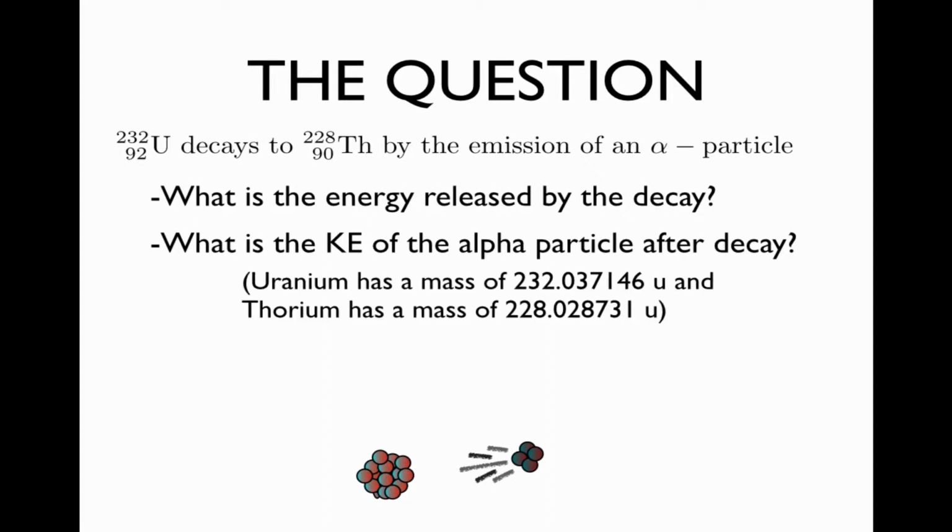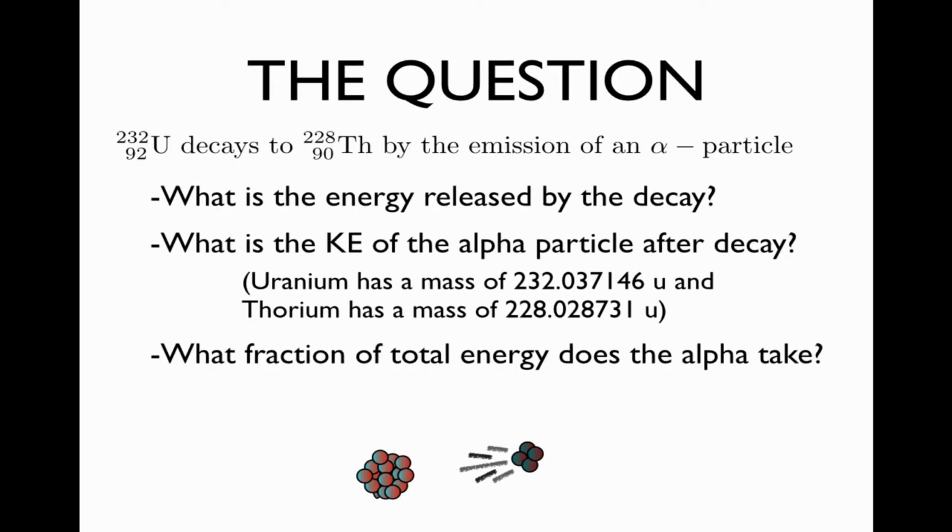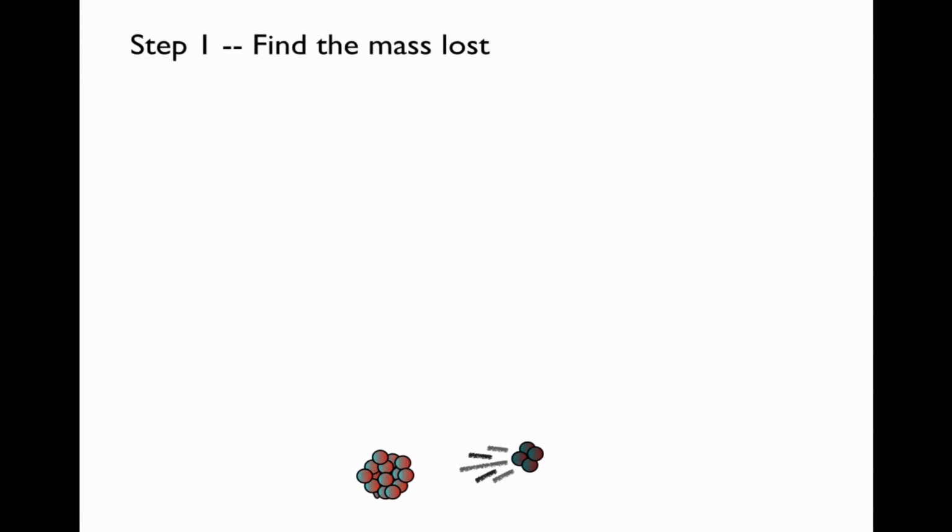These are the masses of the uranium and thorium atoms in terms of the atomic mass unit. And we'd also like to know, what fraction of the total energy released does the alpha particle take away in kinetic energy? Step 1 will be to find the mass lost in the decay. After that, we can convert it to an energy and go from there.